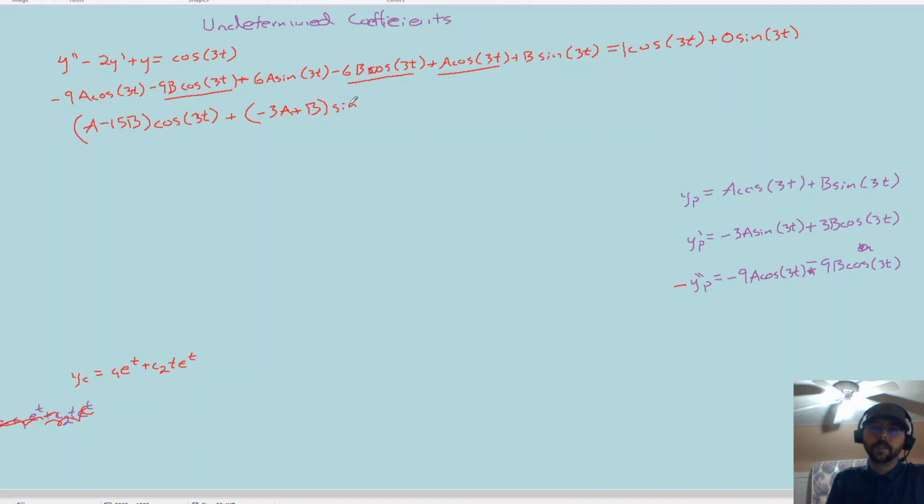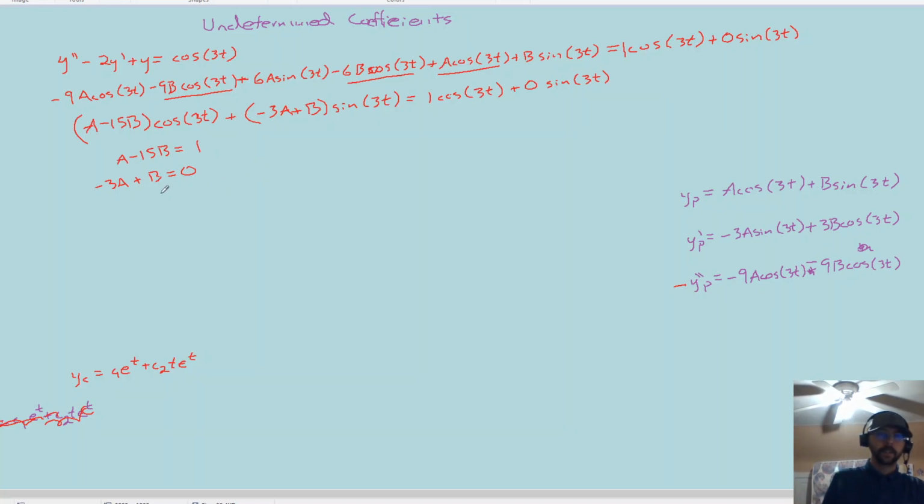times sine of 3t equals 1 cosine of 3t plus 0 sine of 3t. So now we have a minus 15b equals 1, and -3a plus b equals 0.